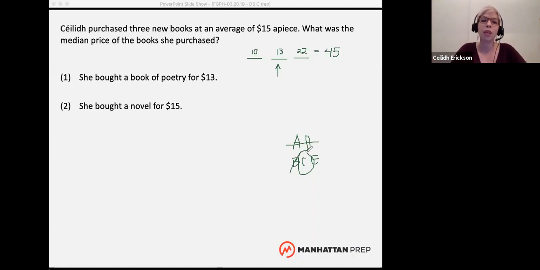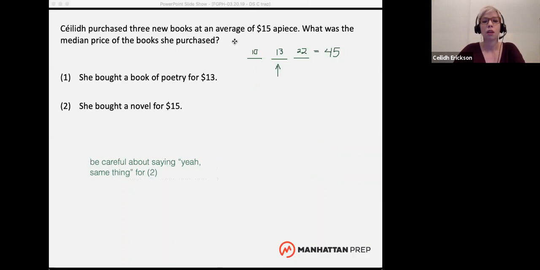I want you to be really careful about applying the same logic, about saying, yeah, same thing for statement 2. Because statement 2 might be subtly different from statement 1. So let's think about this. Knowing that the novel was $15, is it possible for the novel to be the lowest?